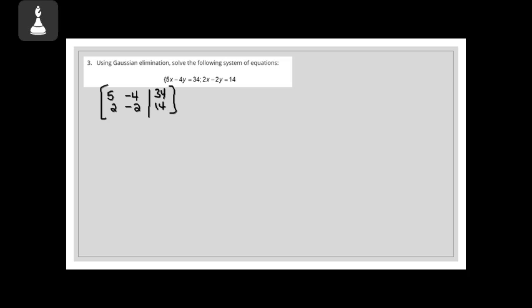So our goal is to get that 1 in that top left corner. What I see, though, is if I want to divide all these by 5, it's not going to work very nice. So what I'm going to do first is swap the rows, because I want to have nice numbers. I don't want to be working with decimals. So I can always flip-flop the order.